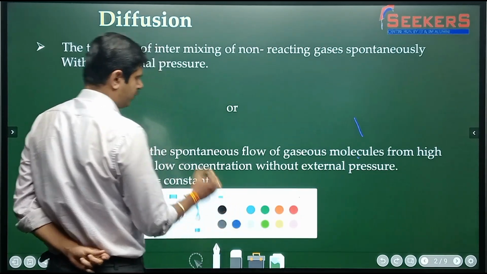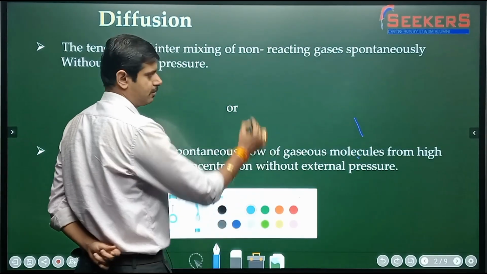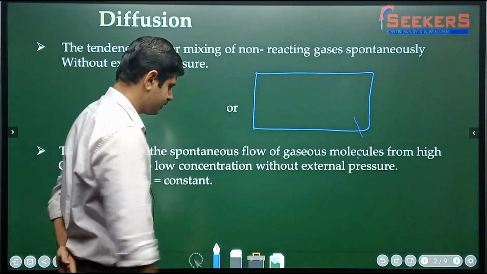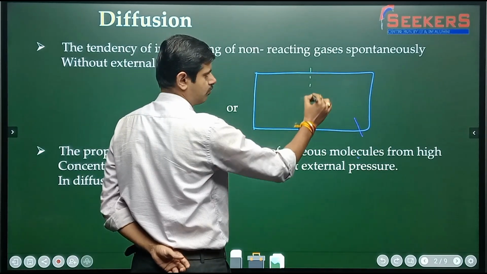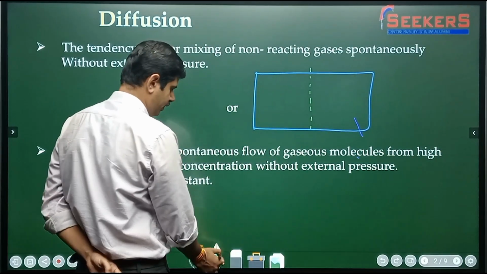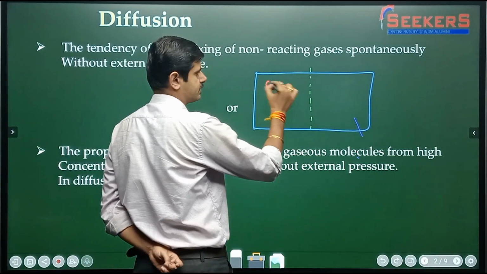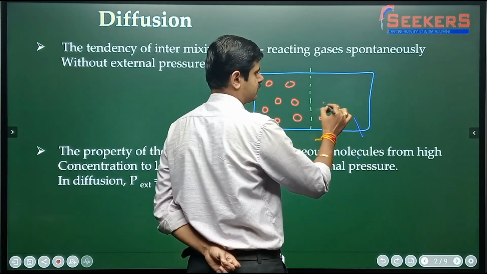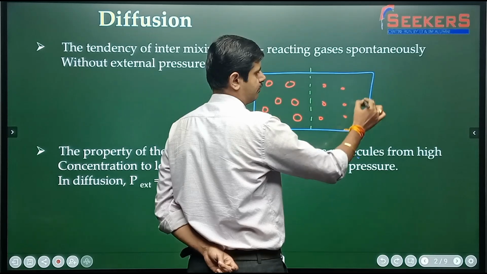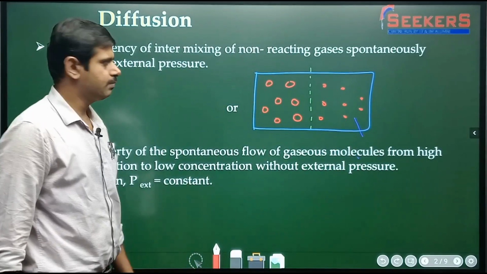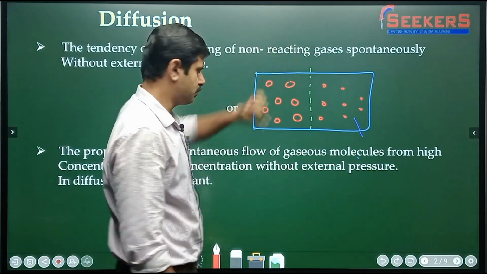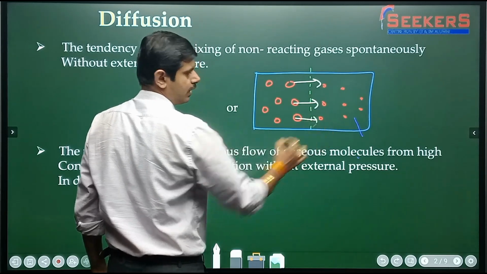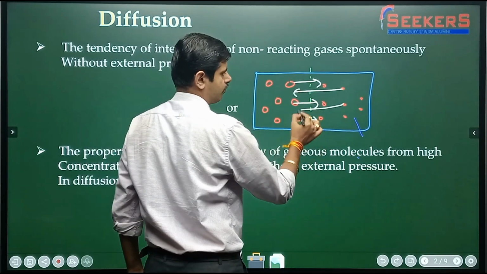For example, we have one chamber of gas. Here there is a partition. And over here we have certain gases. One gas is over here and one small gas is here. Clear? Now what happens if you take out this partition? These gases will start moving from left to right, and they will start moving from right to left.